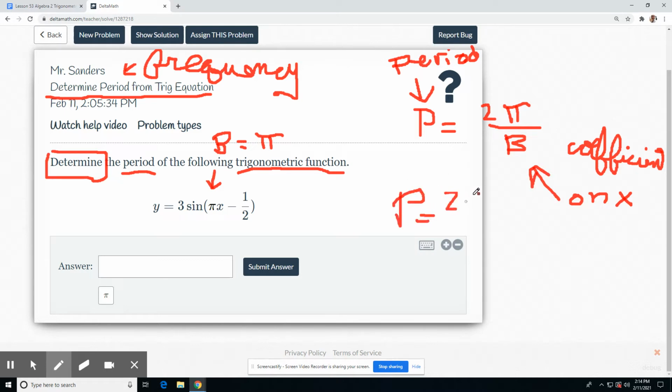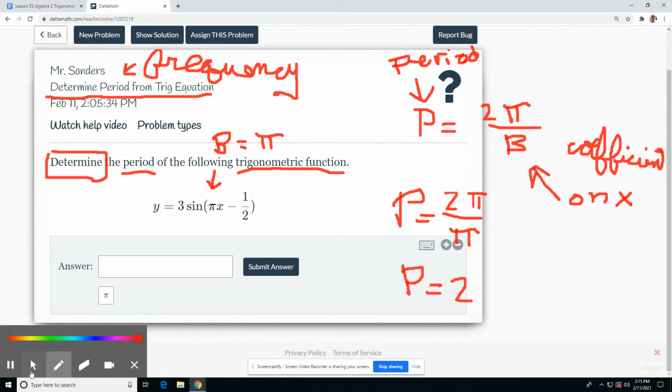All right. So all we do is plug it into the equation. The period is equal to 2 pi divided by what's our b? In this case, it's pi. And we do some simplifying and reduce. Pi is reduced out, and we're left with a period of 2. And that's all there is to it.